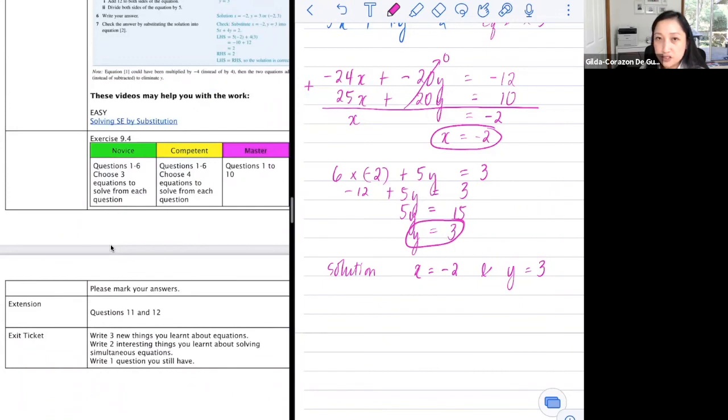Are there any questions so far? It's not very easy. You just need to be patient. If there are no questions, please start.